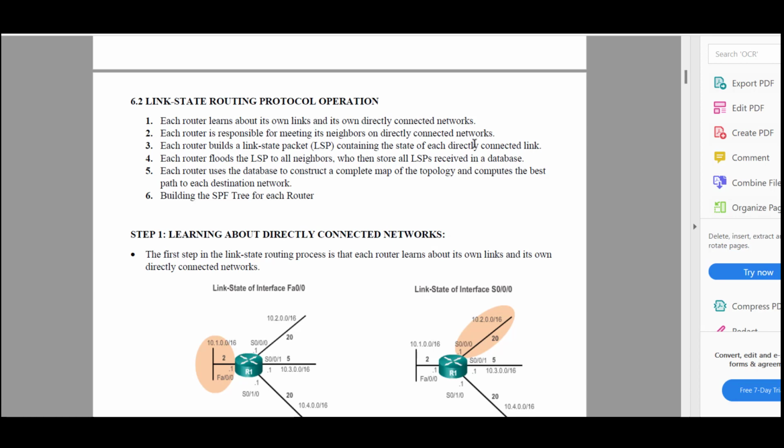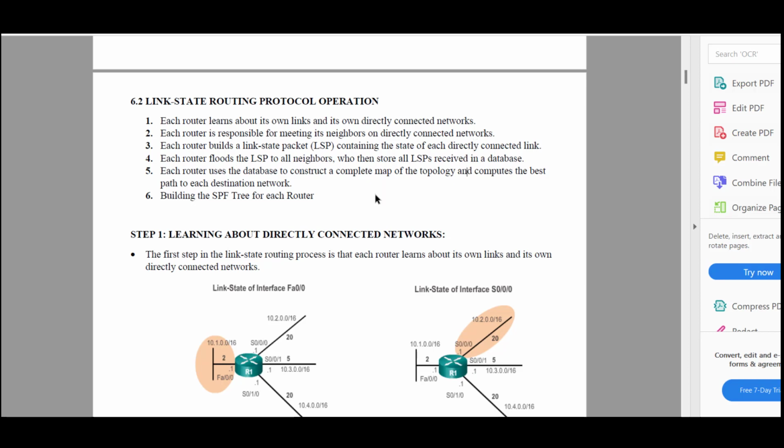In distance vector, we saw the 3 steps. What are the 3 steps? We discussed the cold start, learning about the neighbors, and learning about the remote networks. So there are 3 different steps in the distance vector routing protocol, which we discussed in lecture number 5. But here we have 6 different steps.